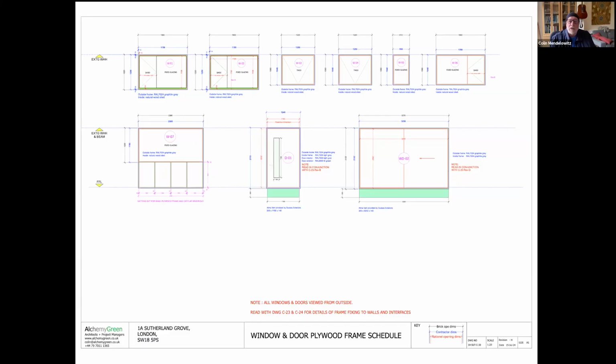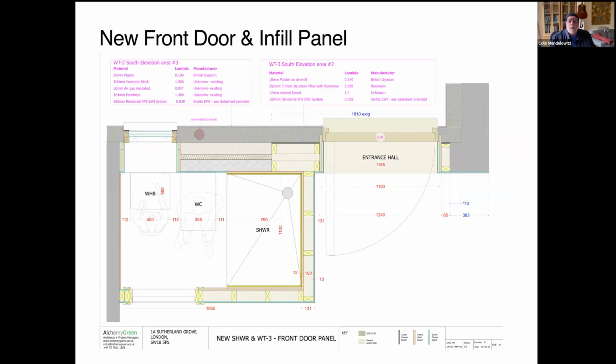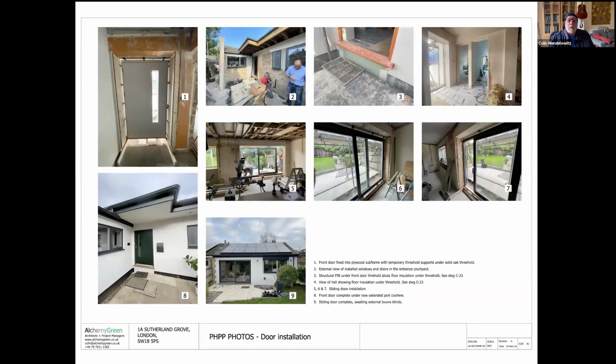So this is the window and door frame schedule, because all the windows were built in plywood subframes, because the original windows were out of square and the sizes varied. So this is the sequence of putting in those subframes, making them airtight. And likewise for the main entrance door. And these are the doors installation.